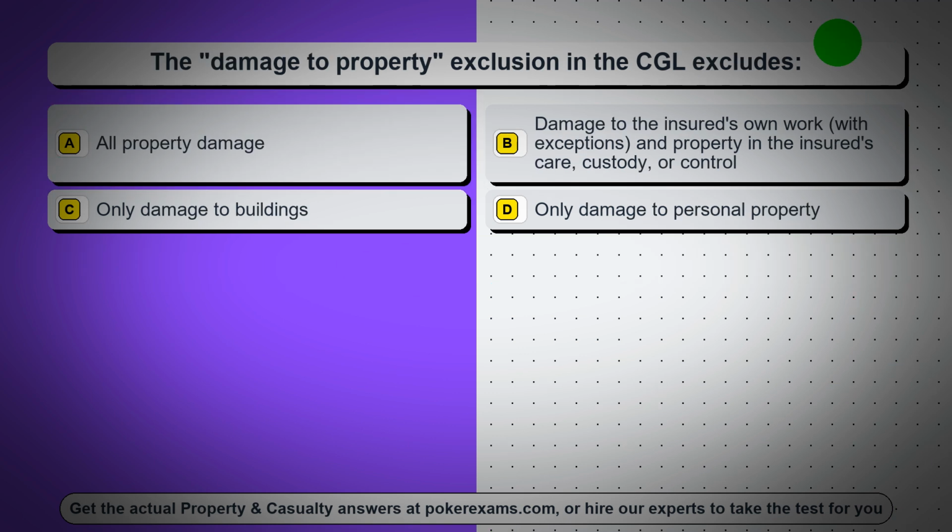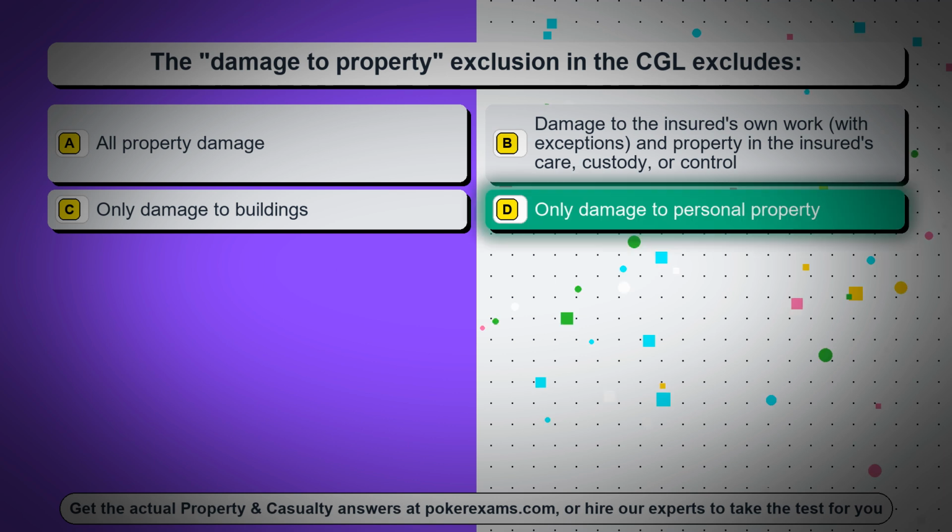Question 4. The damage to property exclusion in the CGL excludes: Option A, all property damage. Option B, damage to the insured's own work, with exceptions, and property in the insured's care, custody, or control. Option C, only damage to buildings. Option D, only damage to personal property.